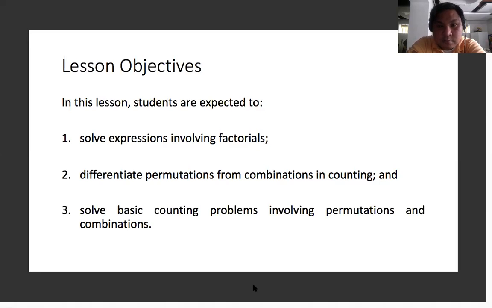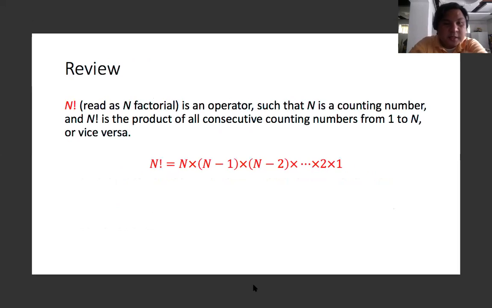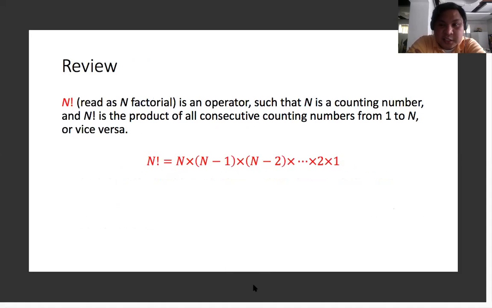Right, so let's go on with the lesson. First, a quick review on factorials. So n factorial is an operator wherein n is a counting number, right? N factorial denotes that you have to multiply n with every counting number between n and 1. So if you have, let's say, 10 factorial, to compute for 10 factorial, we simply have to multiply 10 with 9, with 8, with 7, and so on and so forth until we get to 1.